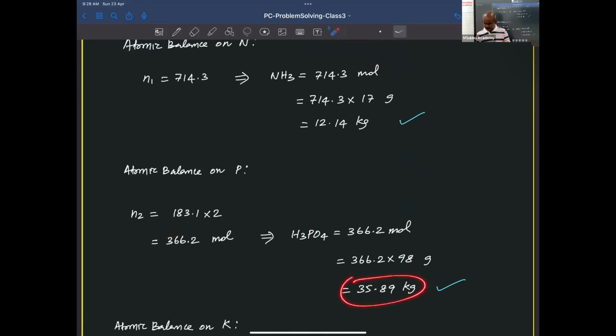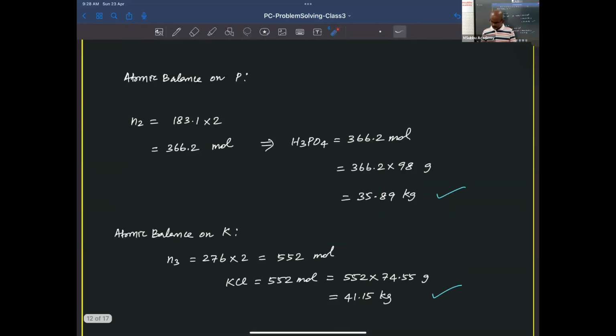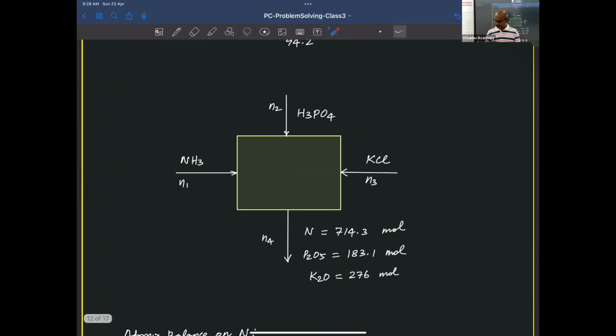So from which we get the phosphoric acid amount in kg. So the ammonia amount is available, the phosphoric acid amount is available. The next one is potassium chloride. We can write this equation now. The product, 276 moles, has 276 into 2 gram atoms of K. That is simply coming from N3. This N3 has 1 gram atom per mole. So the product has 276 into 2, which is equal to simply N3.